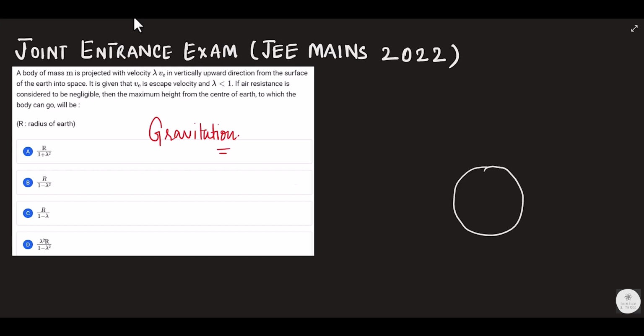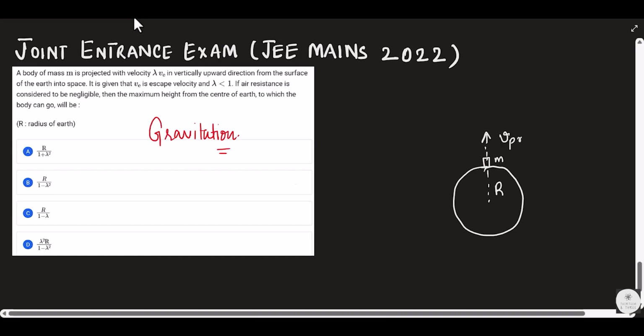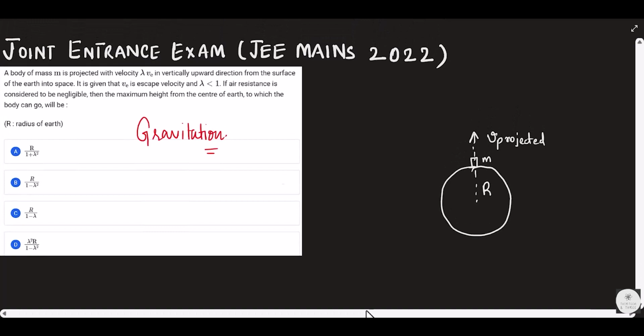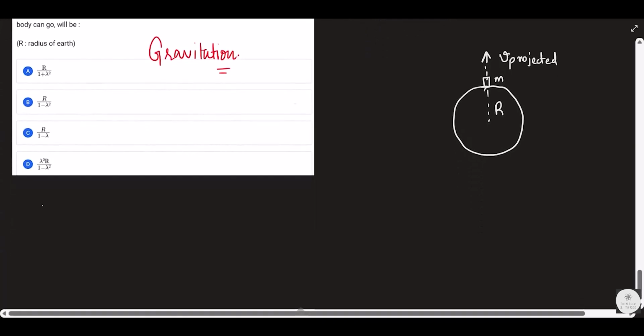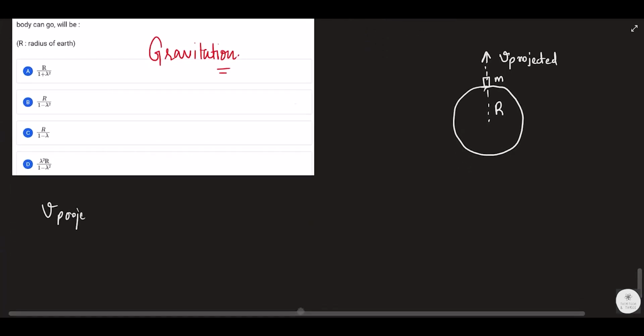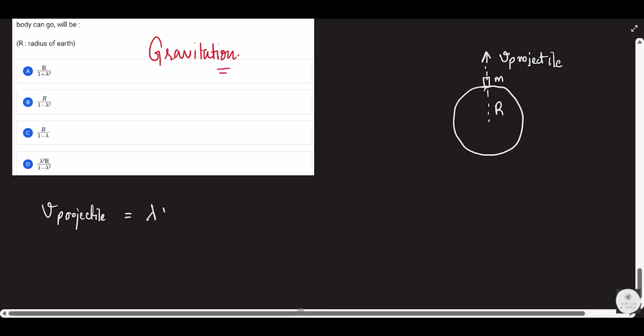So this is my earth. Let us say its radius is given as R. Here we have an object of mass m and we are going to project it vertically upward. Let us say the velocity is v projectile. What we are given is that v projectile is lambda times v escape.